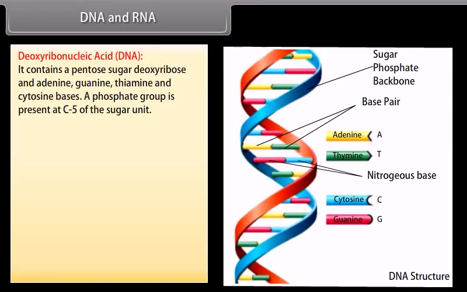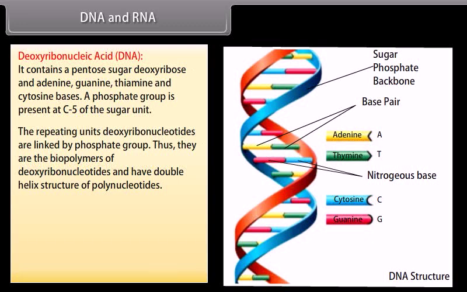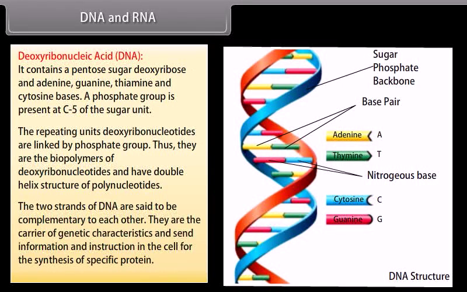DNA and RNA. Deoxyribonucleic acid. It contains a pentose sugar deoxyribose and adenine, guanine, thiamine, and cytosine bases. A phosphate group is present at C5 of the sugar unit. The repeating units of deoxyribonucleotides are linked by phosphate group. Thus, they are the biopolymers of deoxyribonucleotides and have double helix structure of polynucleotides. The two strands of DNA are said to be complementary to each other. They are the carrier of genetic characteristics and send information and instruction to the cell for the synthesis of specific protein.